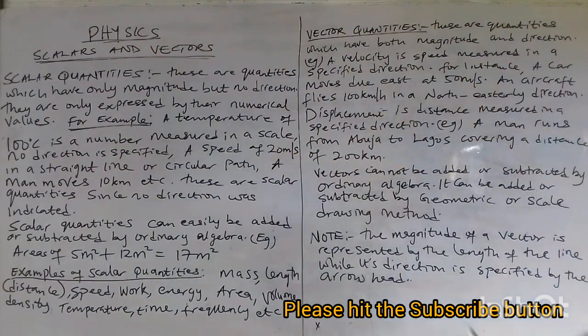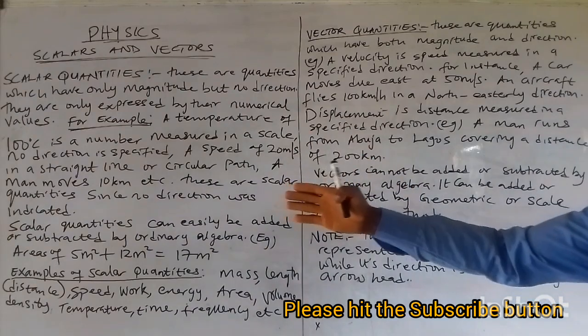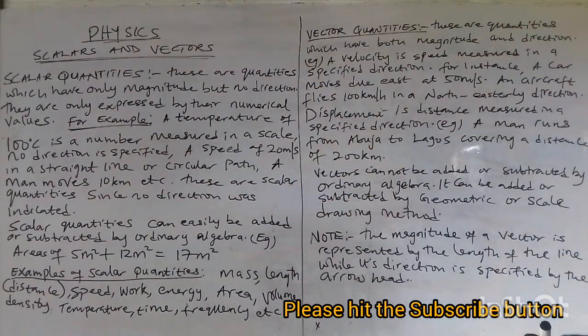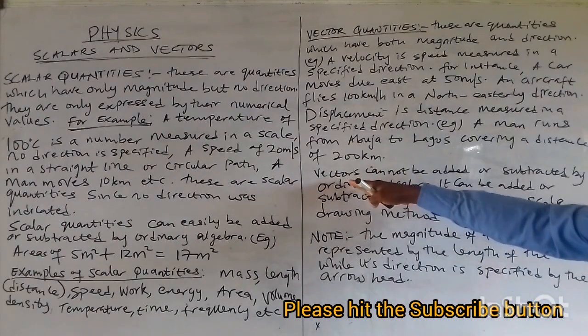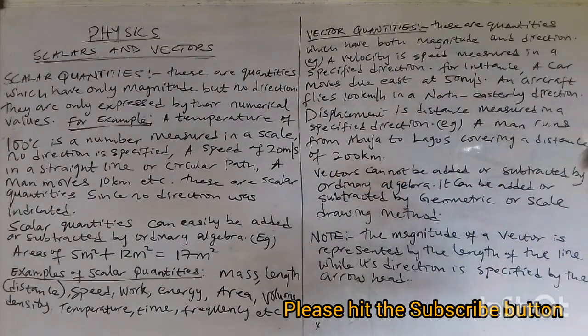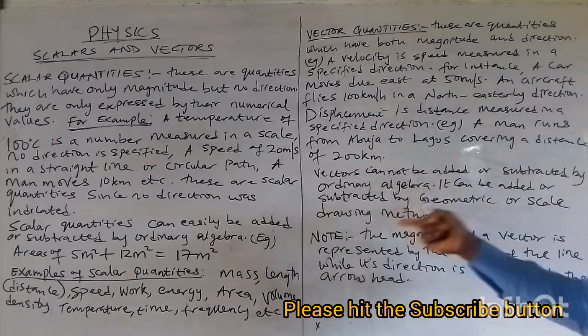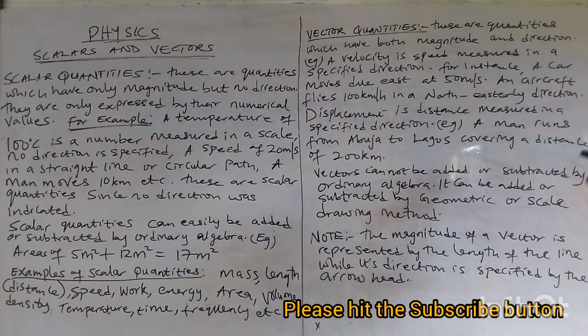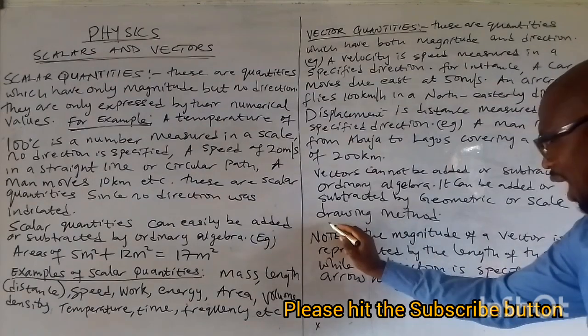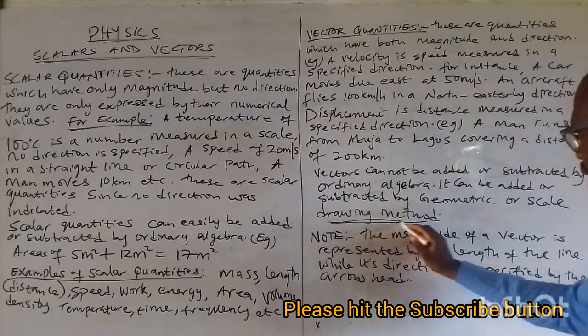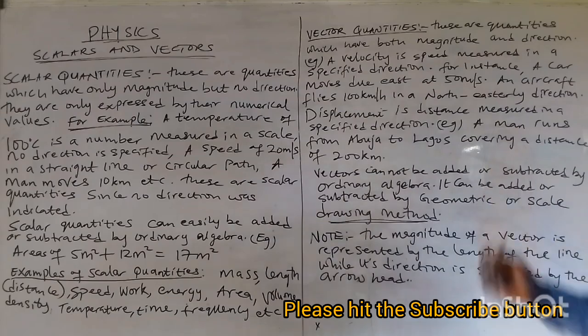Just like scalars, which can always be added by ordinary algebra, vectors cannot be added or subtracted by ordinary algebra. They can be added or subtracted by either using the geometric method or the scale drawing method. By next lesson, I will describe what this scale drawing method is.